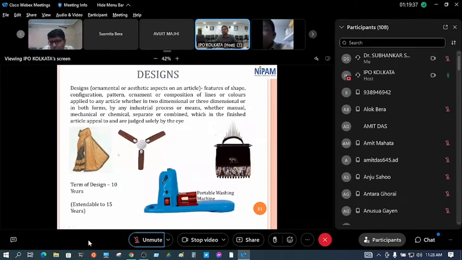The term of a design is 10 years and it can be extended up to 15 years, like 10 plus 5 years, 15 years. That means if you have applied for design of a product and you are granted the design, then it will be for 10 years, and after 10 years it can be extended up to 5 more years, that is 15 years.